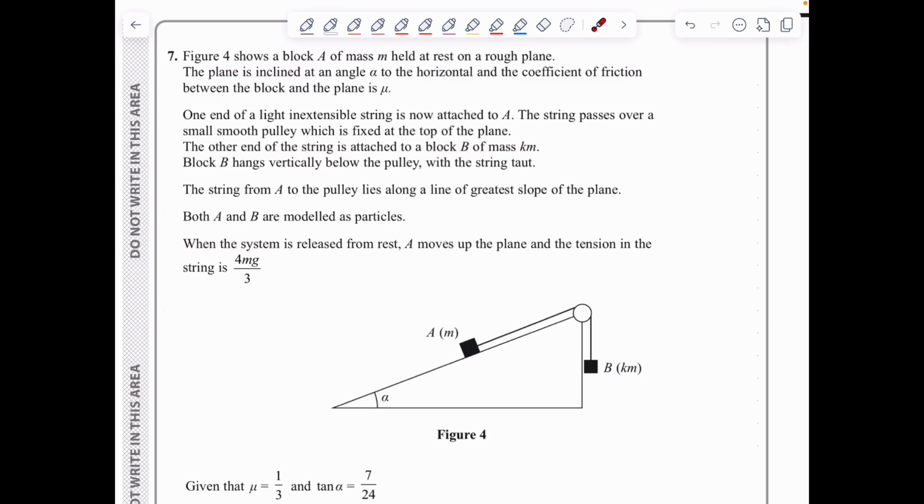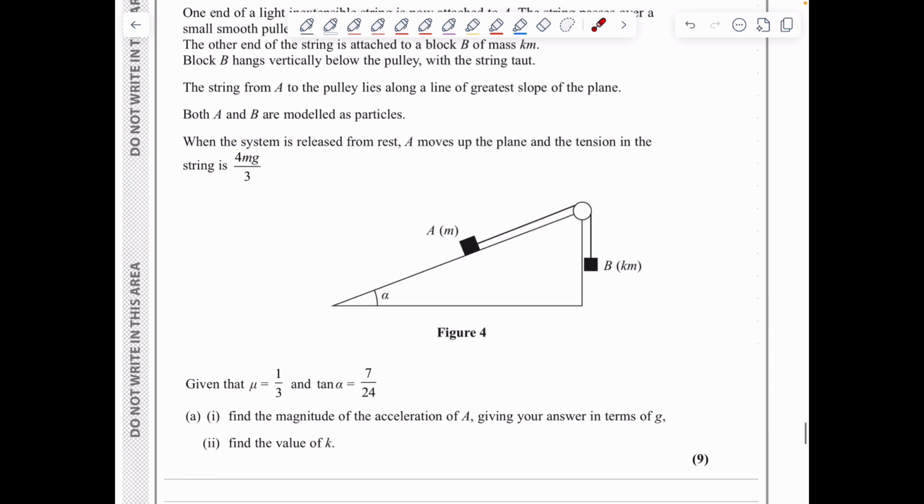In question 7, we've got a block A of mass M resting on a rough plane. It's inclined at an angle alpha. The coefficient of friction is mu. We've got one end of a light inextensible string attached to A, passing over a small smooth pulley fixed at the top of the plane. That's the pulley here. The other end is attached to the block B, having a mass of km. Now the string is taut. The string from A to the pulley lies along a line of greatest slope of the plane. We are modeling both A and B as particles, and when we release the system from rest, A goes up and the tension is 4mg over 3.